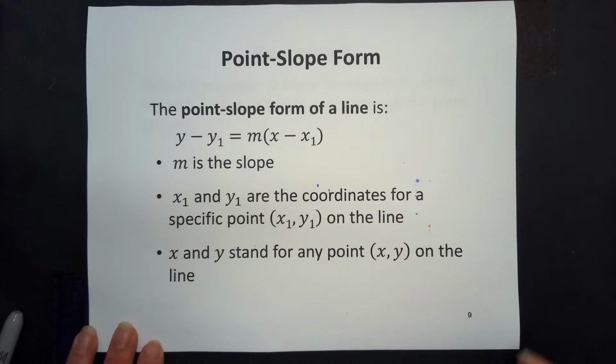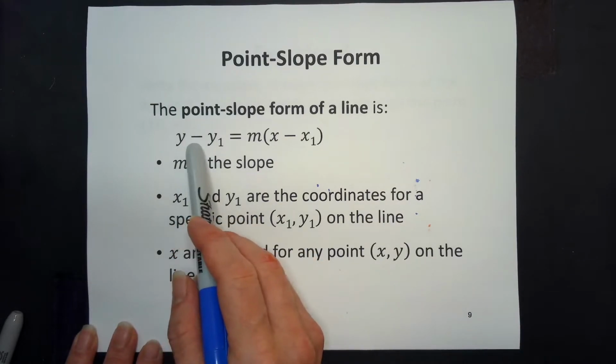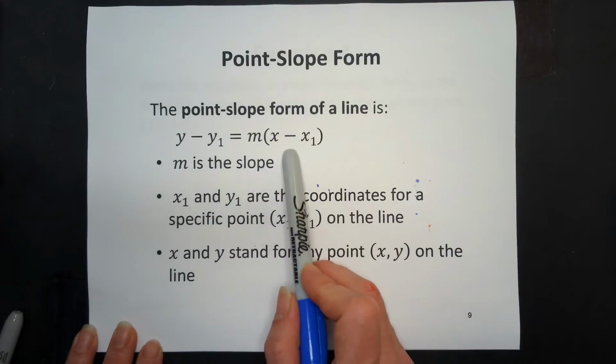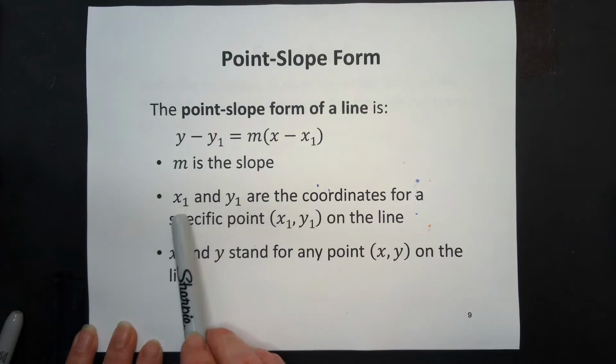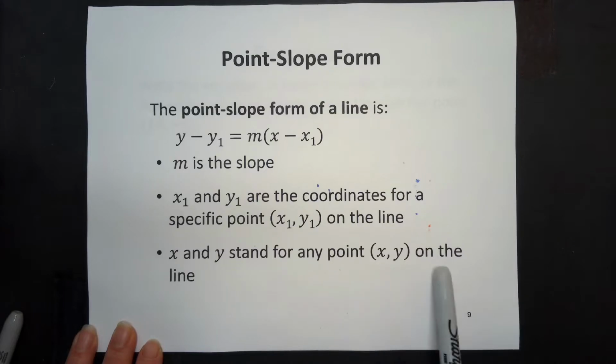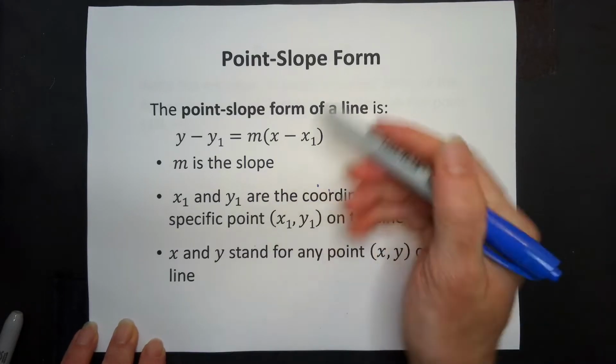Point slope form of a line is the following: y minus y sub 1 equals m times x minus x sub 1. M is the slope, x1 and y1 are the coordinates for a specific point (x1, y1) on the line, and x and y stand for any point (x, y) on the line. Basically, we've seen point slope form of a line.